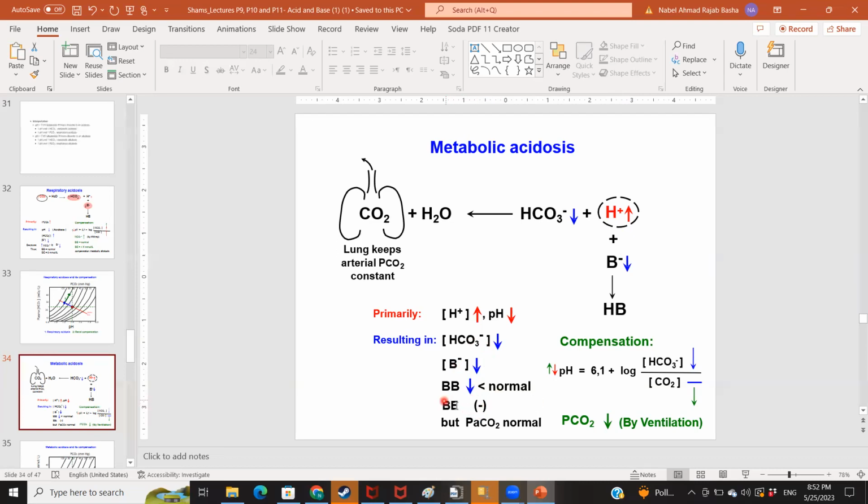And this is how base excess gives you an idea about the metabolic state of our body. So base excess is only altered in metabolic acidosis or metabolic alkalosis. It's not affected in respiratory acidosis or respiratory alkalosis. Okay?